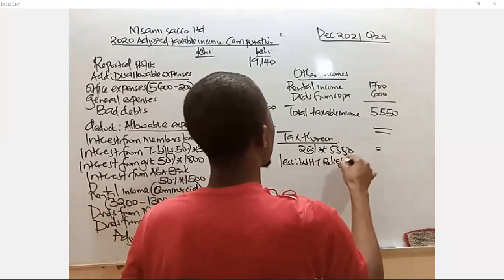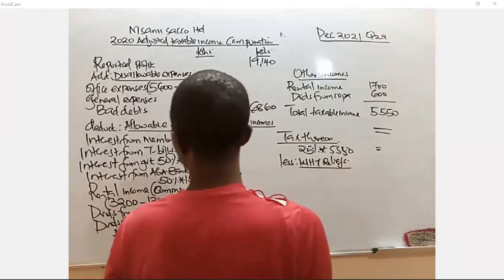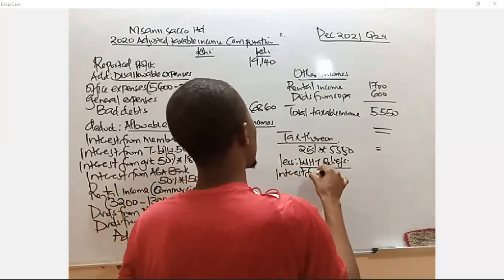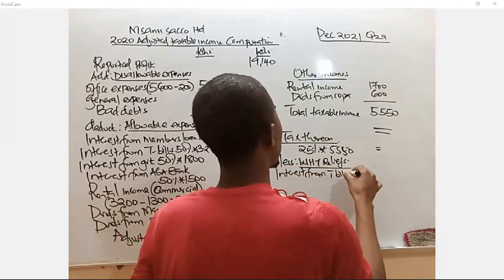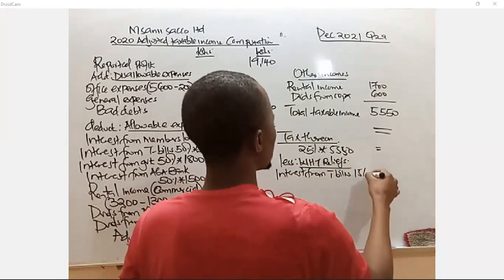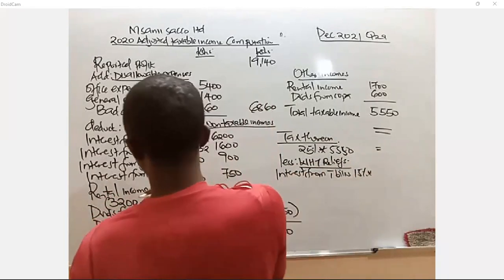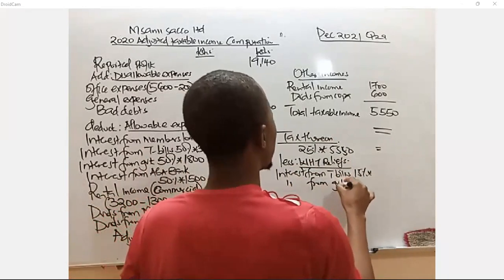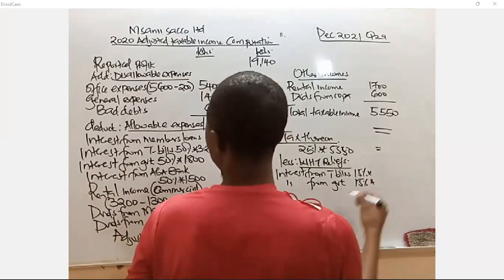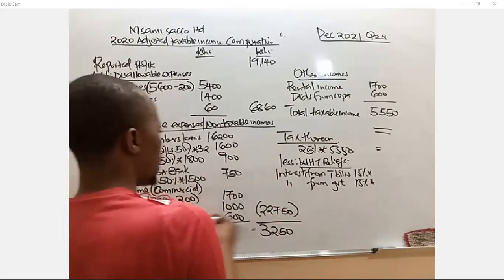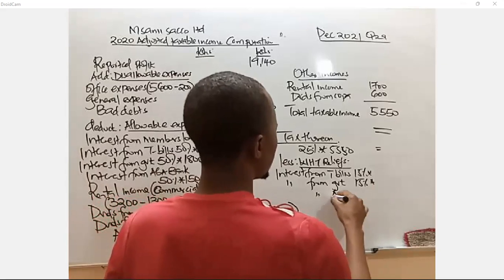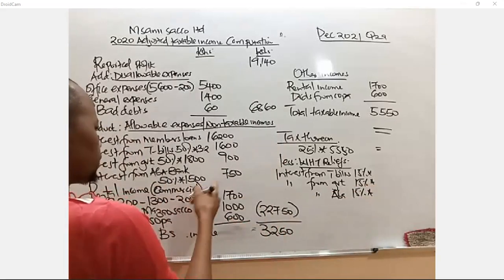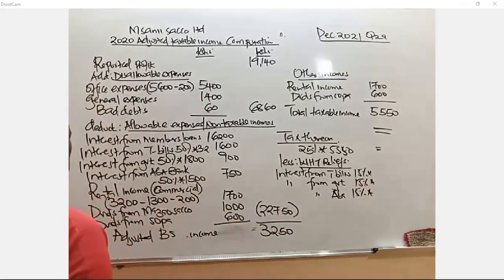So I say we take 15% of the interest from T-bills, 15% of the gross amount. Yes, we have interest from government bills, which will be 15% of the 900. We have from ABBA Bank, 15%, should be 15% of 750, correct?